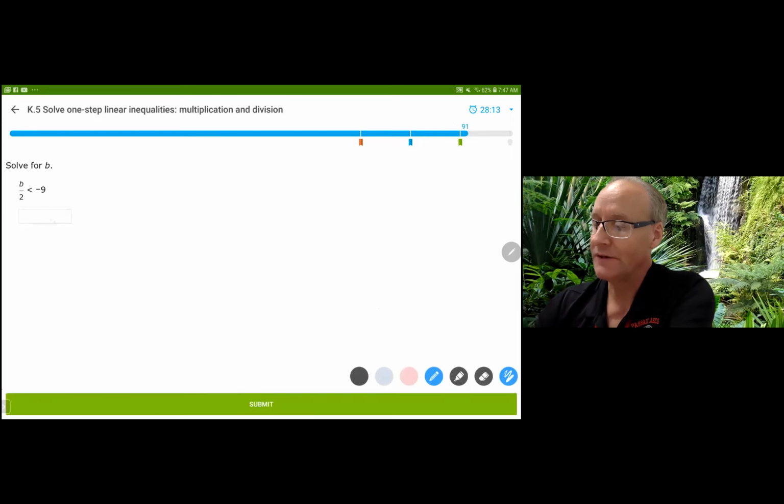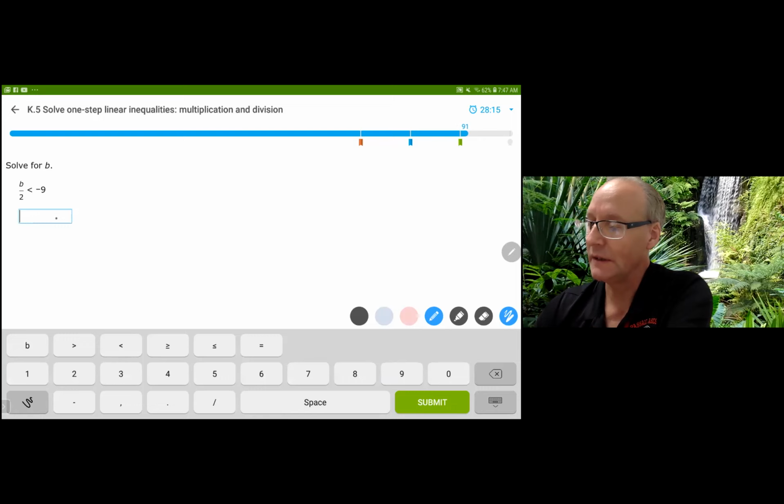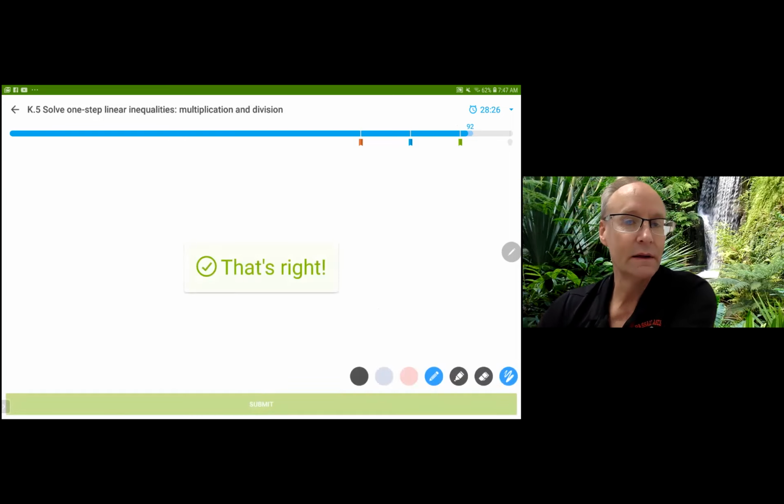I'm going to multiply by 2 on both sides and get b is less than negative 18. By the way, I was just tempted just now to change the sign. Okay.